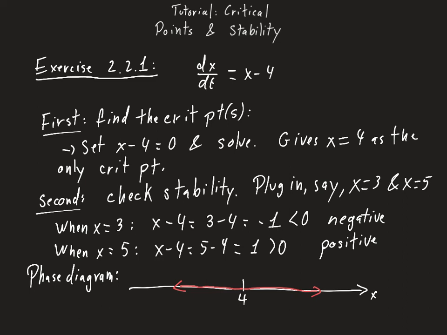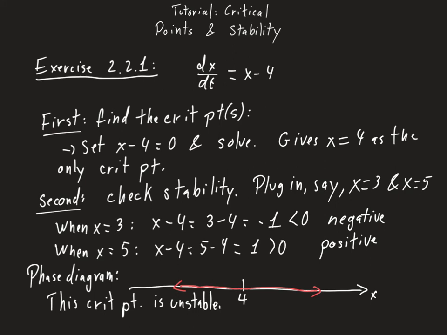And then you can look at the arrows, and if both arrows are pointing away from your critical point, it's unstable. If they're both pointing towards it, it's stable. And if one is pointing towards it and the other one is pointing away from it, it is semi-stable. In this case, we can very clearly see that this critical point is unstable. That's really all that you need to do for checking stability here.